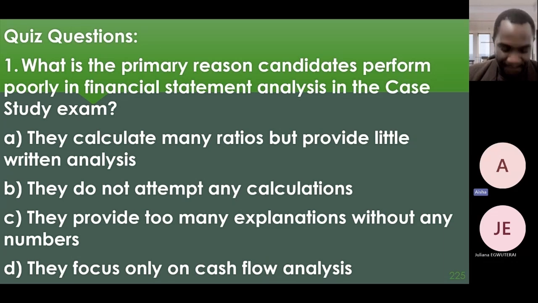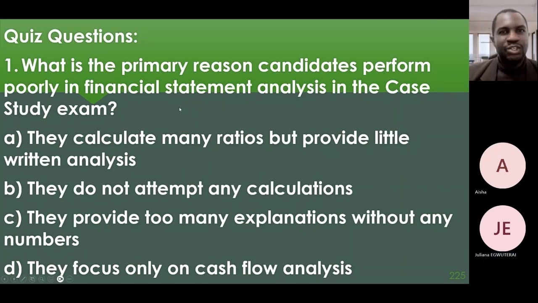Okay, so what is A? Oh, I've not even read it. That's so fast. Wow. Okay, what is the primary reason candidates perform poorly in the financial statement analysis in the case study exam? A, they calculate many ratios but provide no written analysis. B, they do not attempt any calculations. C, they provide too many explanations without any numbers. D, they focus only on cash flow analysis. Okay, so A is picking A. A picked A. J, what are you picking? It's A. A, please. Okay.